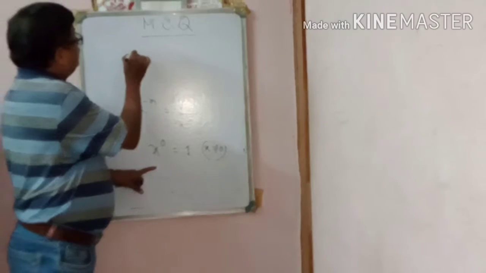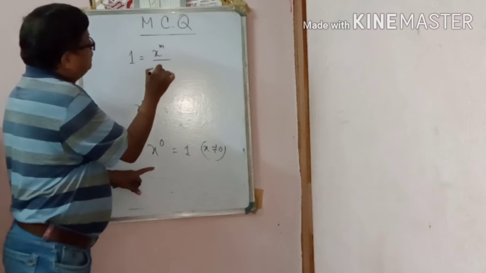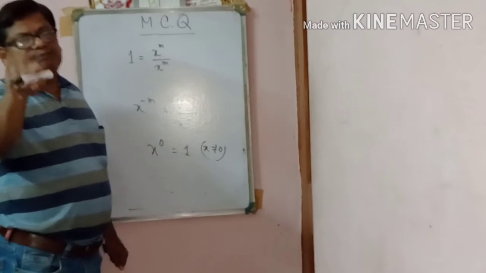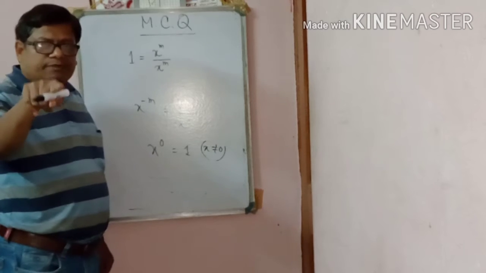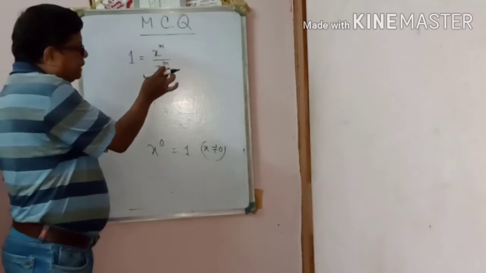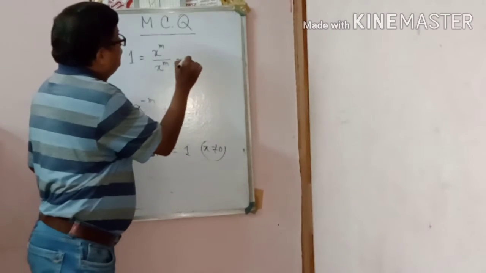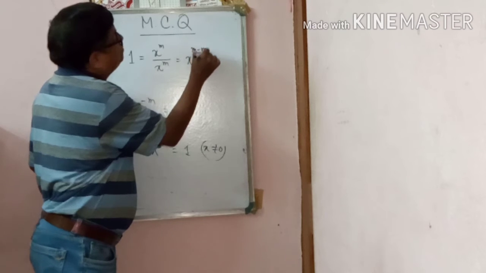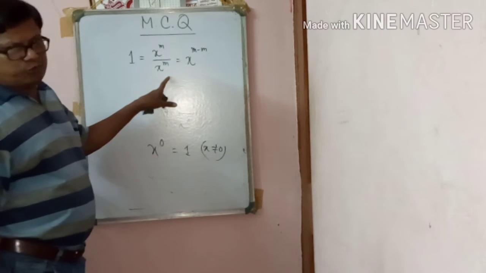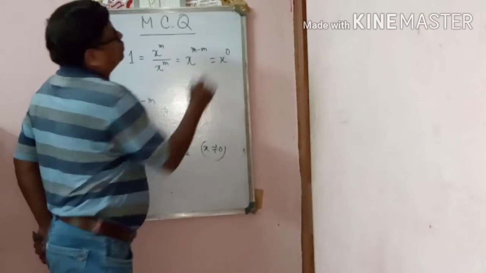So you can write 1 equal to, suppose, x to the power m divided by x to the power m. Suppose 5 by 5 is 1, 6 by 6 is 1, 7 by 7 is 1, 8 by 8 is 1. All of you know. So we can write x to the power m by x to the power m, as per the division rule, as x to the power m minus n. So here x to the power 0.